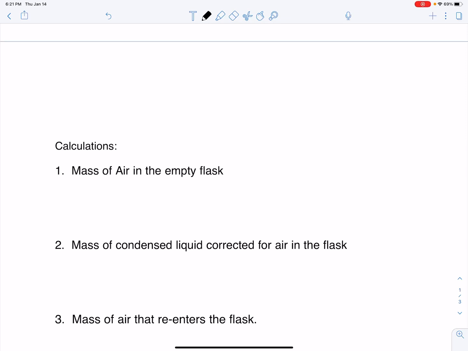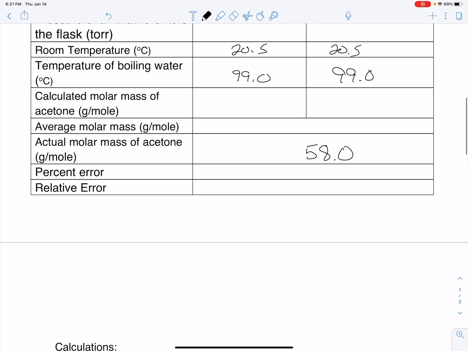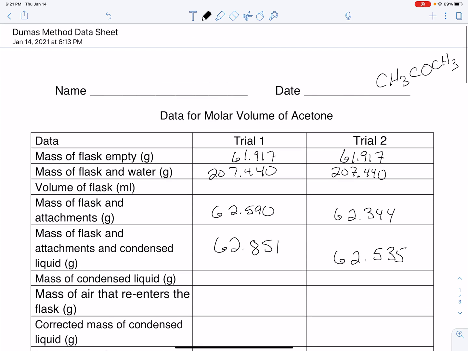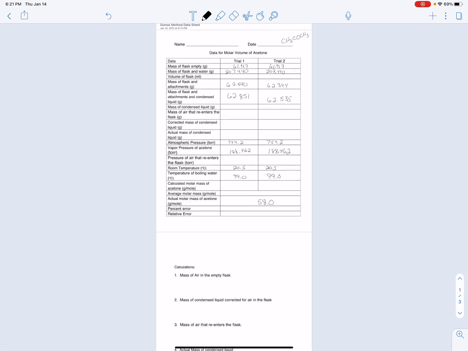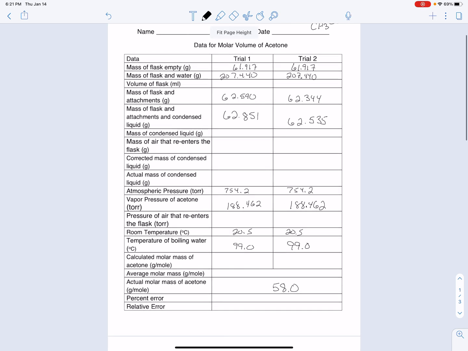Okay, well, let's start looking at the calculations for our acetone lab. The molar mass of acetone. I know it says here the molar volume, but it's really the molar mass of acetone. So I've taken that lab that we just finished, uploaded all of the data, and so you can see it here. The only thing I added to this list, we have the mass of the flask empty and with water. We have the mass of the flask and the attachments and the liquid that was condensed.